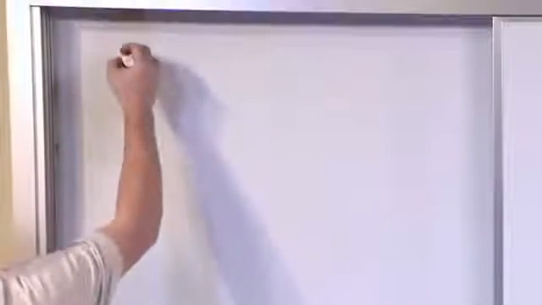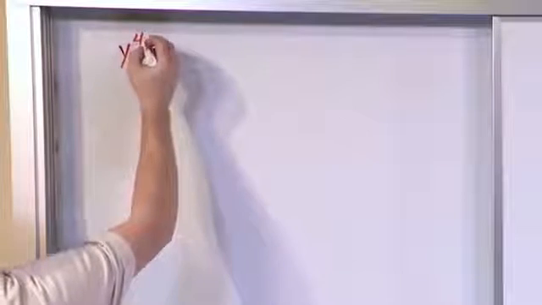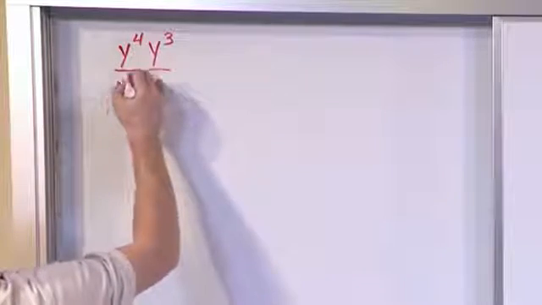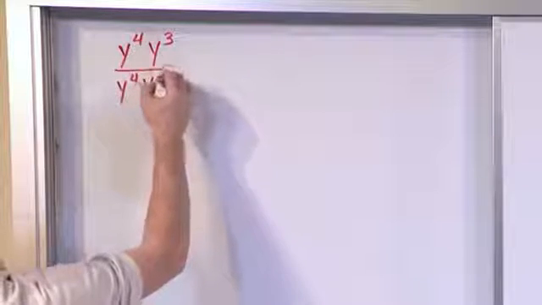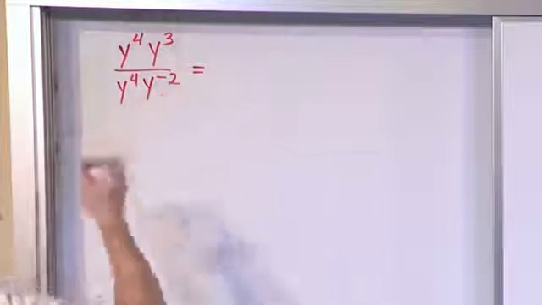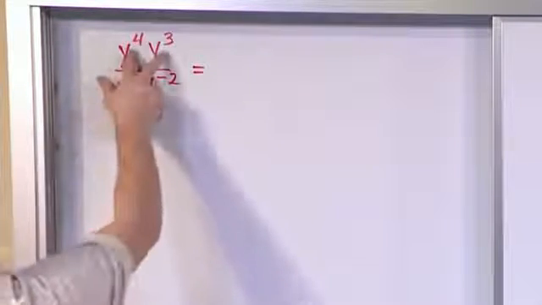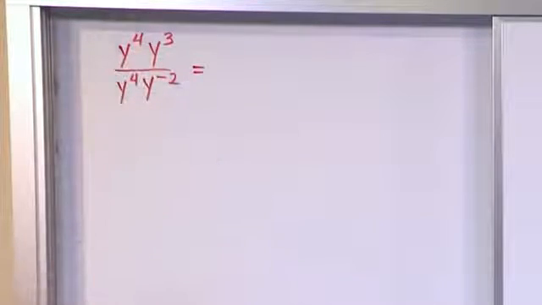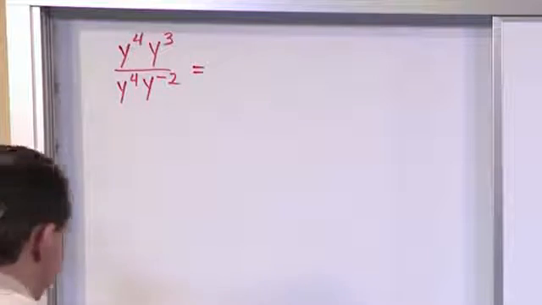All right, what if you have y to the 4th power times y to the 3rd power divided by y to the 4th power times y to the negative 2 power? How do you handle that? Again, there are many ways you can go. I could combine the tops, combine these exponents here, and then I could combine these, but then I would have positive exponents everywhere, and that's no fun. I want to teach you how to deal with this in other ways.